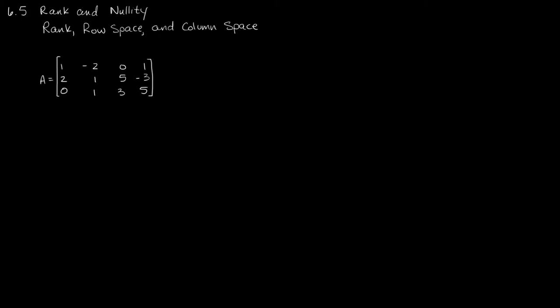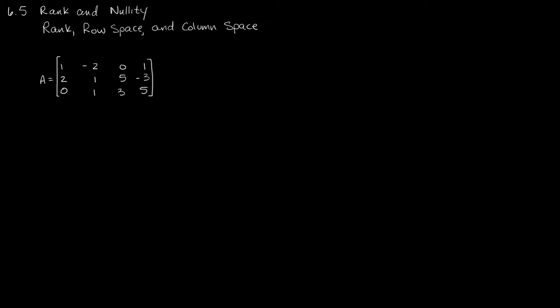Okay, in this video, we're going to take a look at some comparisons and observations that we can make about the rank of a matrix, about its row space and its column space, about dimensions, about the rank in various forms. So we're just going to draw some connections between these things.